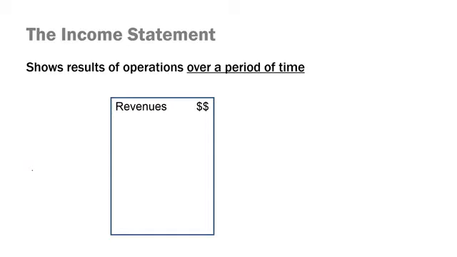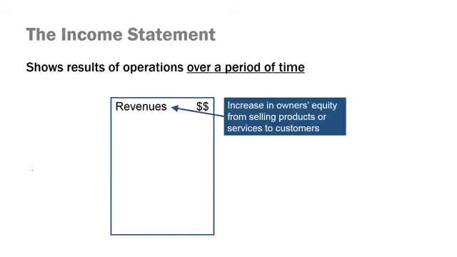It starts with revenues that the company's generated. Now, what are revenues? Those are increases in owner's equity that result from selling products or services to the company's customers. So revenues serve to increase owner's equity.